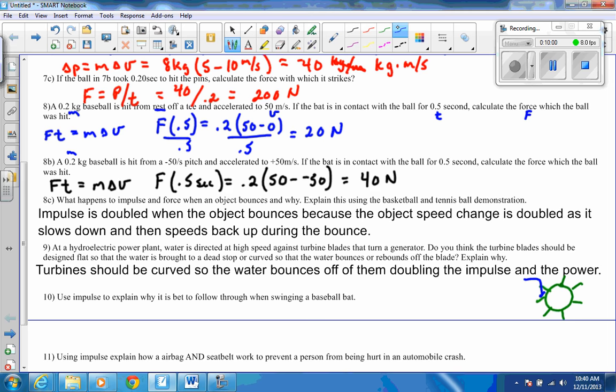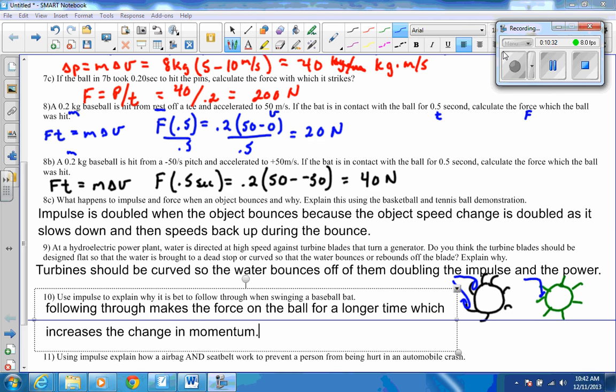Well, what a guy by the name of Fulton suggested was that you take the wheel, and instead of making the blades straight, you curve them like so. By curving the blades, when the water comes in and hits a curved blade, it bounces off. So it changes the direction of the water. Well, remember, anytime you make something bounce, you double its momentum. So if you double the impulse, you double the power of the turbine.